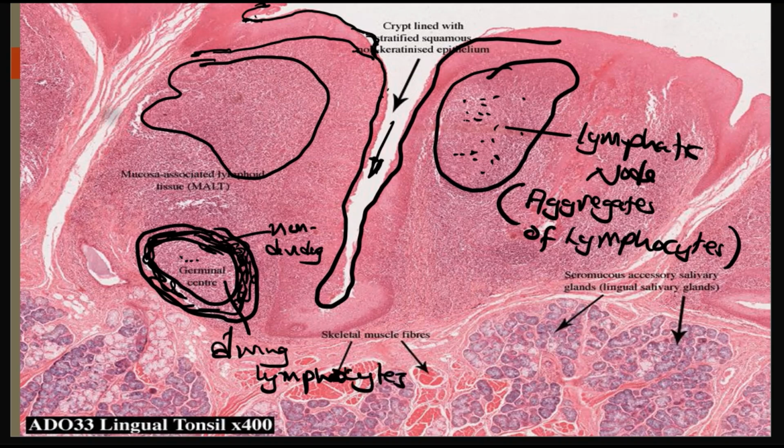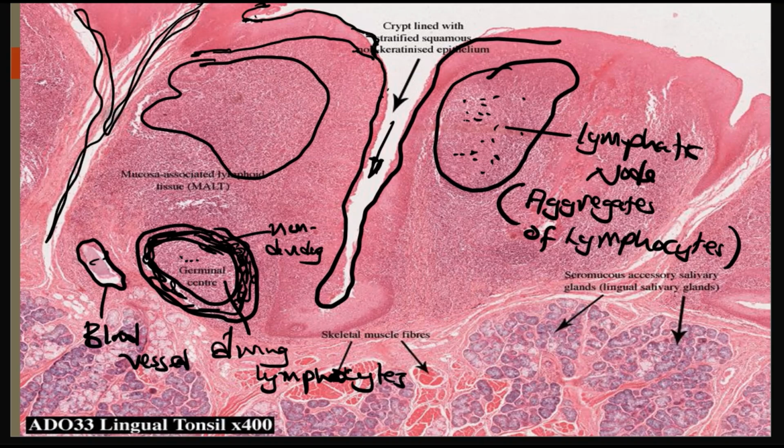Okay, now if you look at this, this is simply a blood vessel. So this is a blood vessel here, and this is just connective tissue. Okay, so this is connective tissue that is separating the tonsil into lobules. All right, so this is a lingual tonsil.